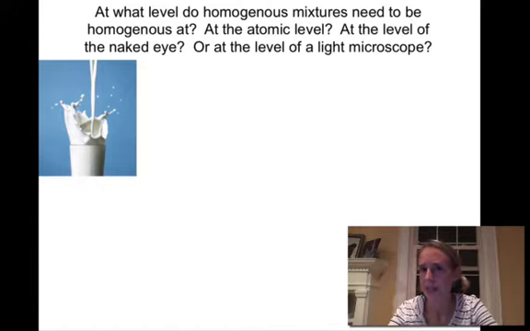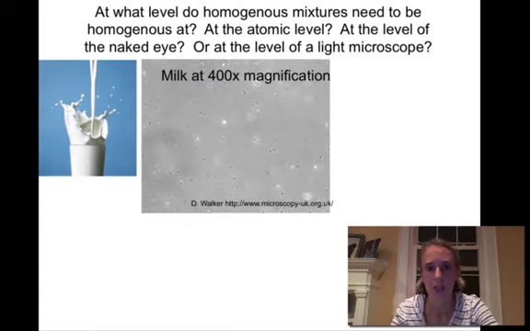The biggest question I always had when taught about homogeneous mixtures is at what level do they need to be homogeneous? Is it the atomic level, or is it to the naked eye, or the level of a microscope? Take for example milk. When we look at milk with our eyes, it looks very homogeneous. It's white, and one little bit here is the same as one little bit there. But if we start zooming in on a sample of milk, if we magnify it 400 times, we start seeing little specks, and the specks in this microscope image are fat globules.